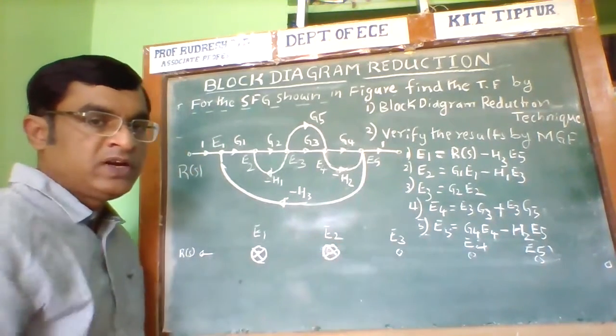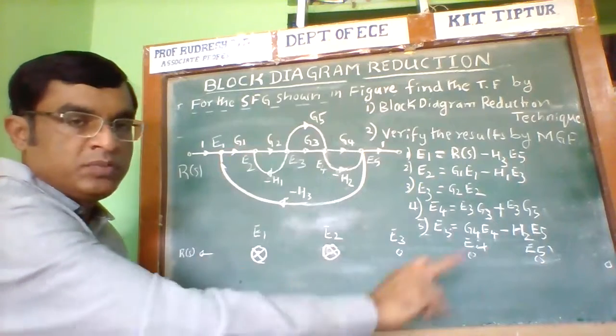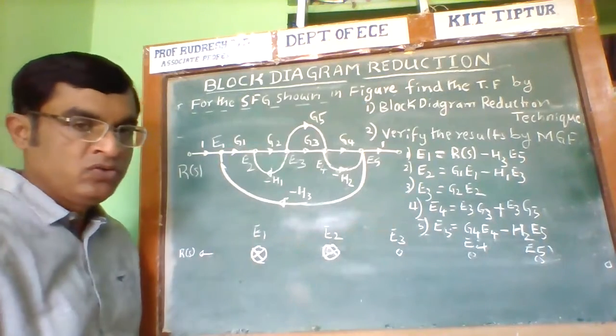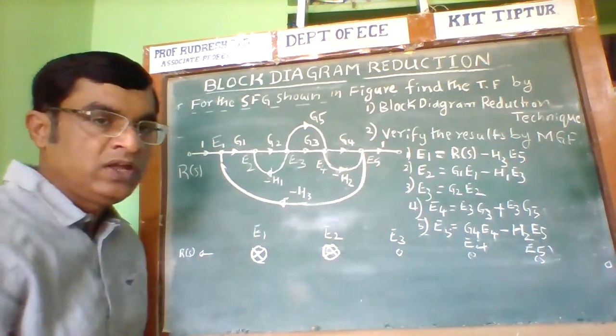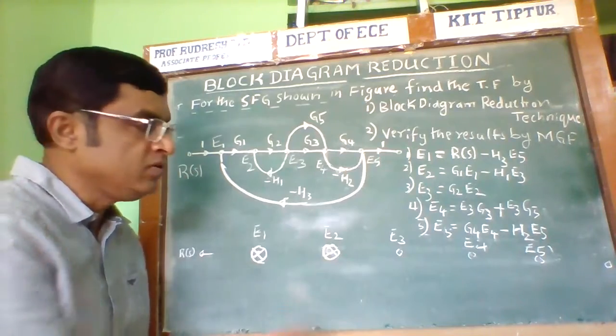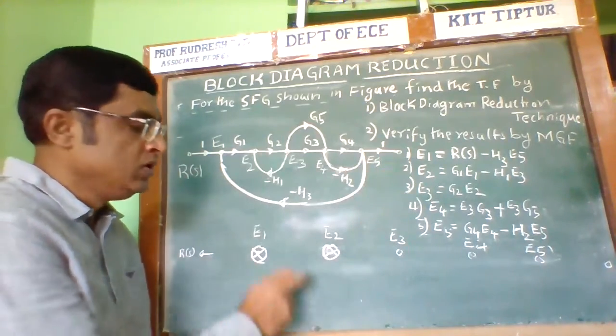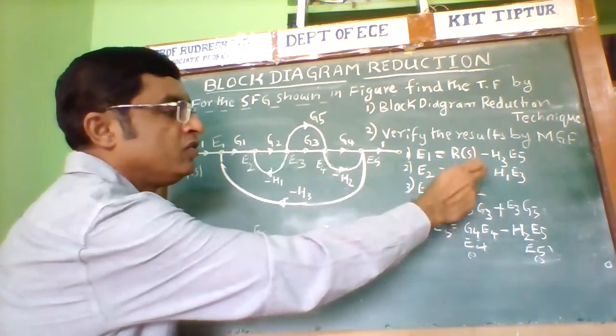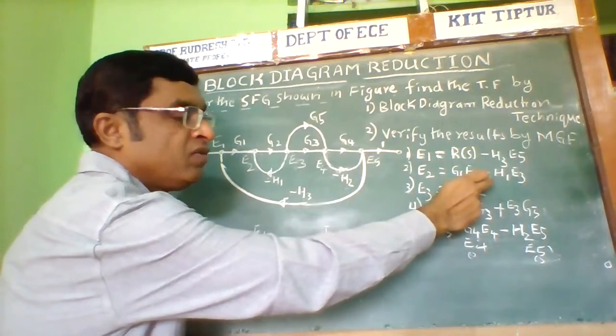After drawing these nodes separately and naming them, identify where the summing points are present. Here the E1 node has a summing operation, so an addition or subtraction is required.